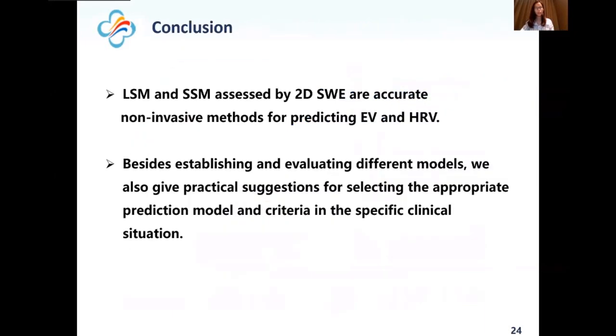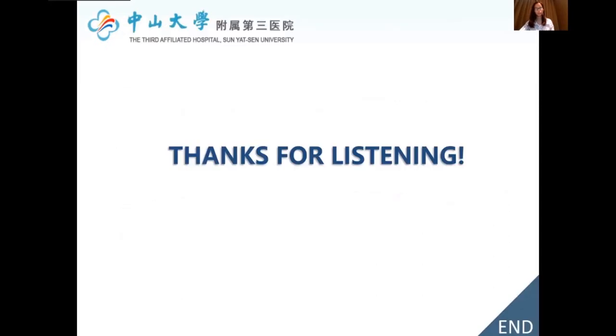In conclusion, LSM and SSM assessed by 2D SWE are accurate non-invasive methods for predicting EV and HRV. Besides establishing and evaluating different models, we also give practical suggestions for selecting appropriate prediction models and criteria in specific clinical situations. That's all. Thanks for listening.